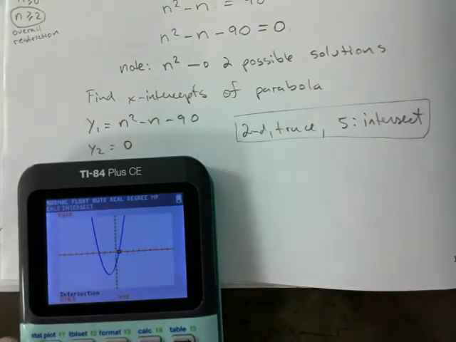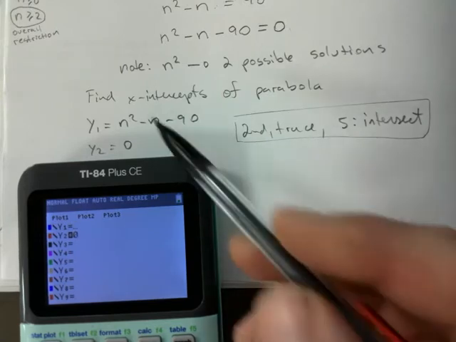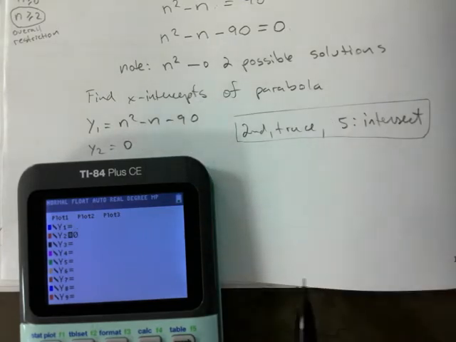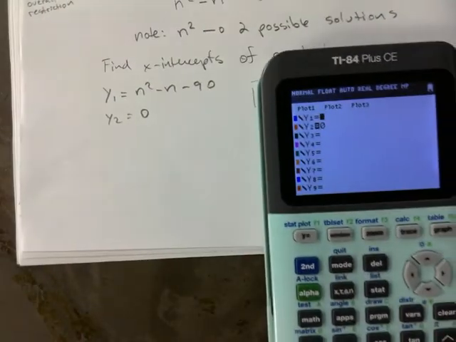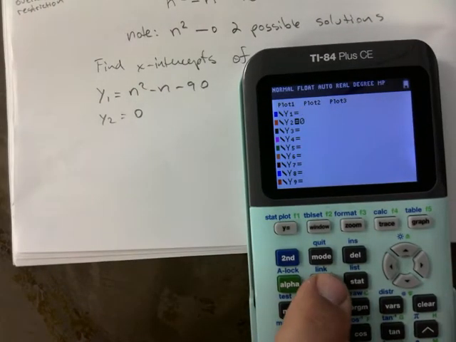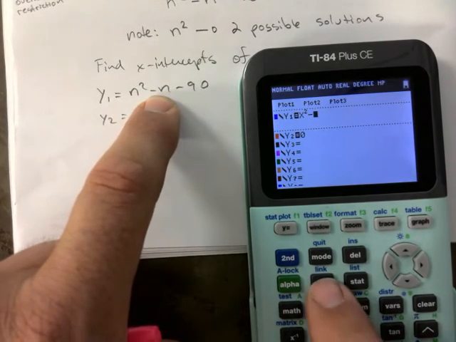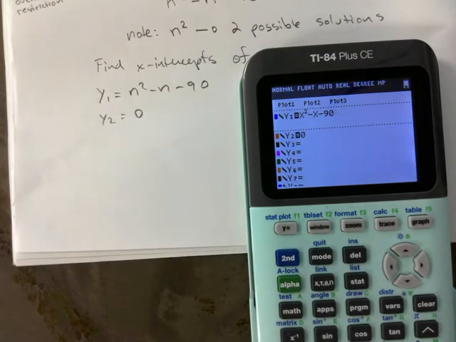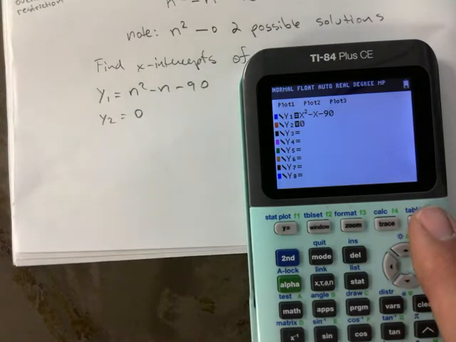Okay? And we go to y equals, clear whatever is in y1. I'm leaving y2 equal to 0 in this case. So the n is the variable that this question is using. I'm still going to use the x variable on my calculator. Sorry, I'm going to move over to this side. So you just type in x squared minus x minus 90. That's how you type that in. And then once you have that figured out, you hit graph.